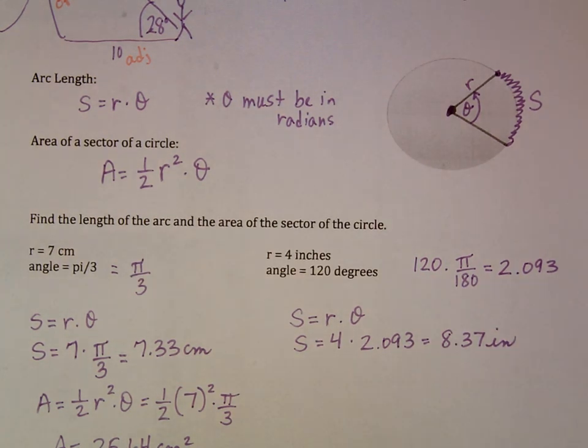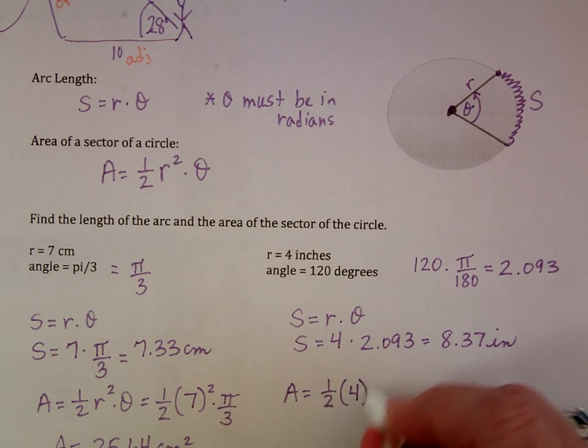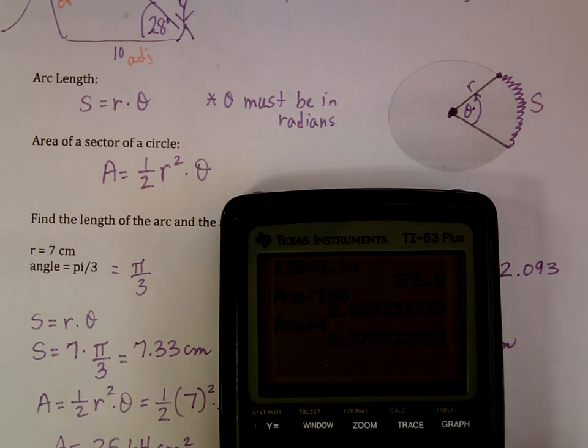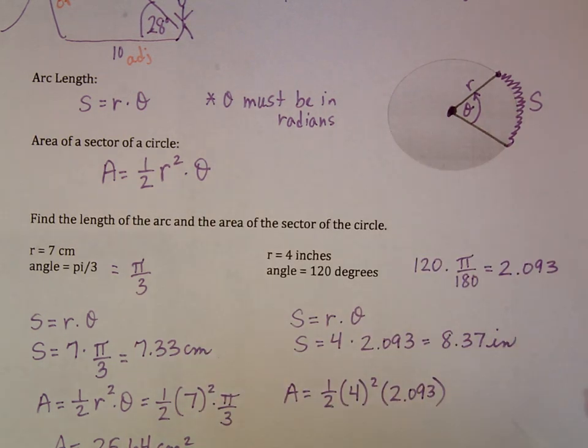And then you're going to figure out the area. Area is 1/2 of the radius squared, 4 squared, times the angle, and the angle was 2.093. So you're going to put that in your calculator. I have 1 divided by 2, times 4 squared, and then I'm timesing that by my angle of 2.093. And my final answer is 16.744. Units for area are going to be inches squared.